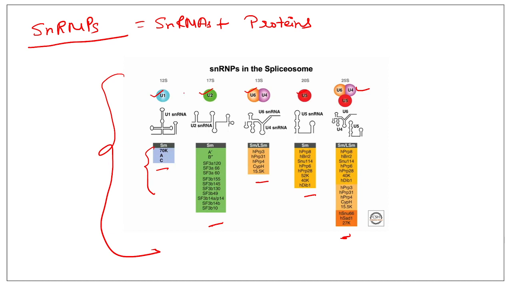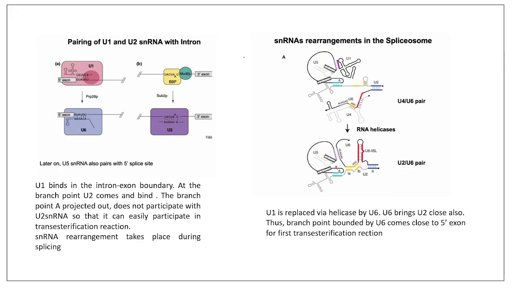We have already studied that these snRNAs are so much required in splicing and the places where they bind, and these snRNAs are bound by these respective proteins, and ultimately it forms your snRNPs, small nuclear ribonucleoproteins. Now this is just to show how U1 and U2 bind with each other.